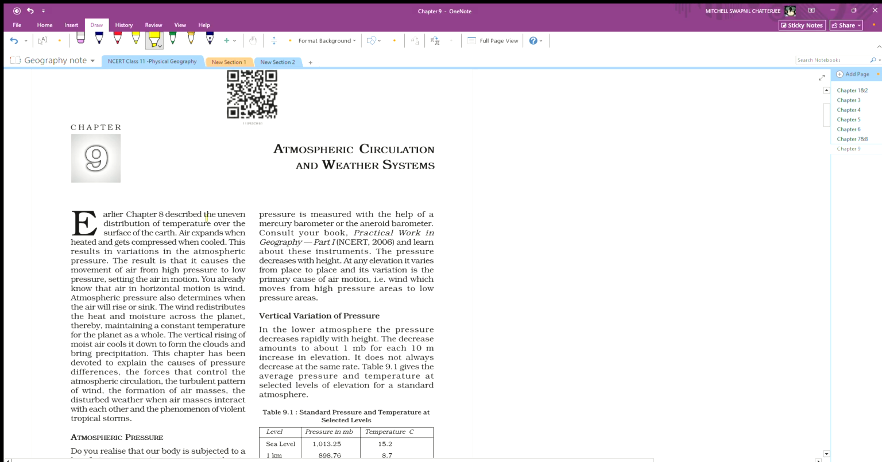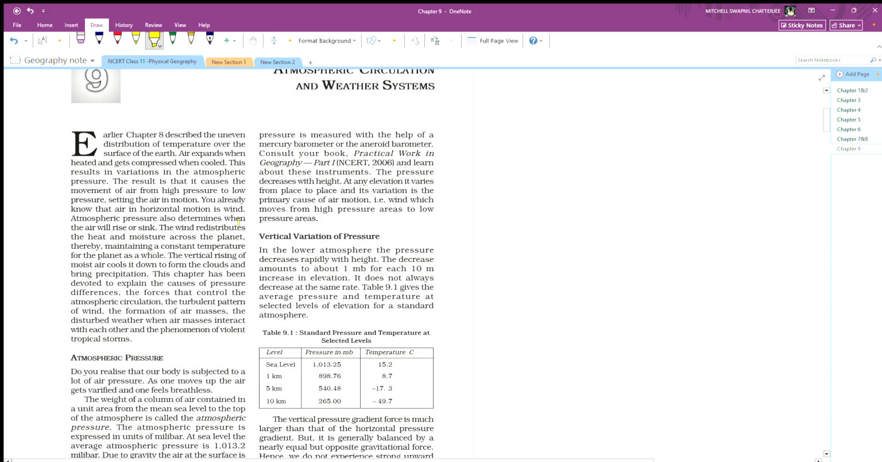Earlier chapter 8 described the uneven distribution of temperature over the surface of Earth. Air expands when heated and gets compressed when cooled. This results in variation in atmospheric pressure. The result is that it causes the movement of air from high pressure to low pressure, setting the air in motion. You already know the air in horizontal motion is wind. Atmospheric pressure also determines when air will rise or sink.